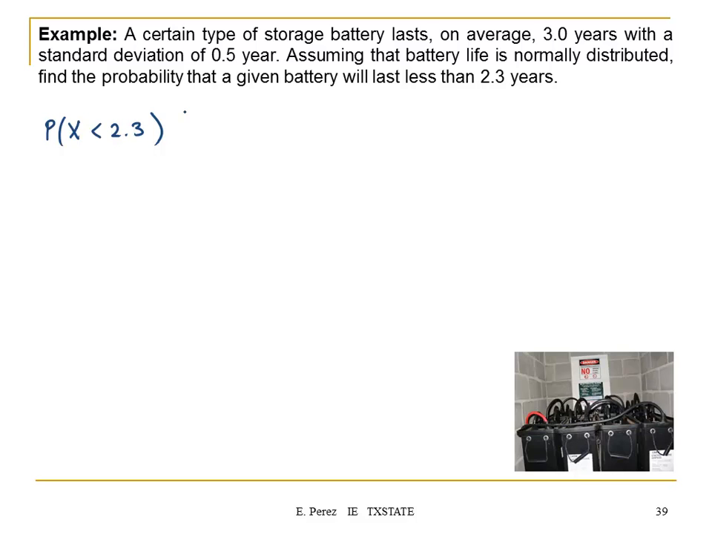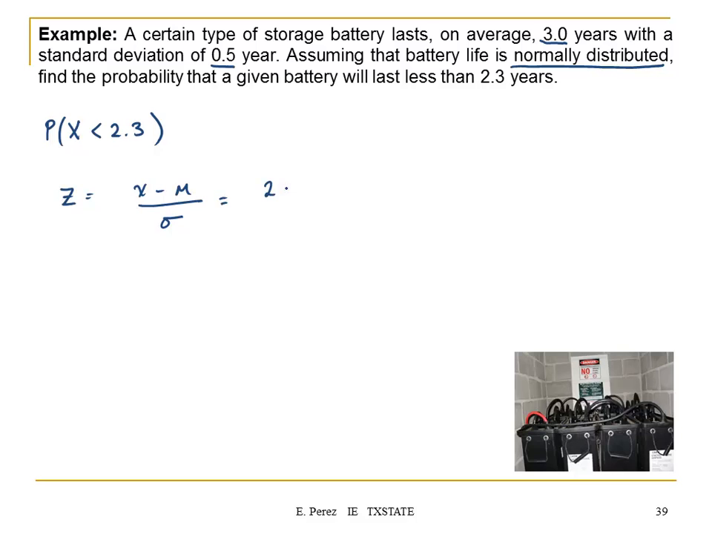Okay? So we have the value of mu. We have the value of sigma, the standard deviation. So we can use the transformation z equals x minus mu divided by sigma, which is the standard deviation. And this problem is already telling you that this is normally distributed. So that's why you know that you're going to use the normal.